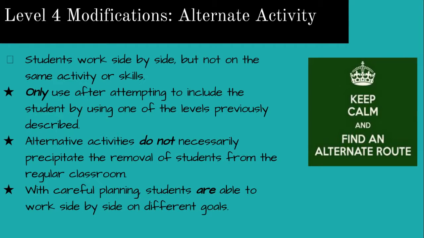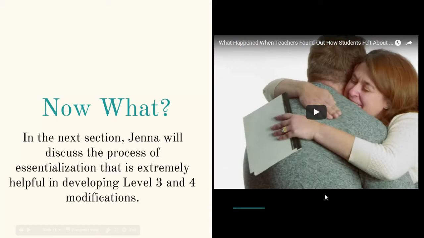And again, if you're unsure, just ask the special education case manager or an inclusion facilitator in your building, and they can help you think through that process and what it looks like. So now what? In the next section, Jenna is going to discuss the process of essentialization, which is extremely helpful in developing and planning for level 3 and 4 modifications. The process of, okay, so I have a grade level standard. How do I take that and streamline it down to exactly what a student needs in order to develop that parallel or alternate activity or assignment or lesson? So she'll have more information on that.